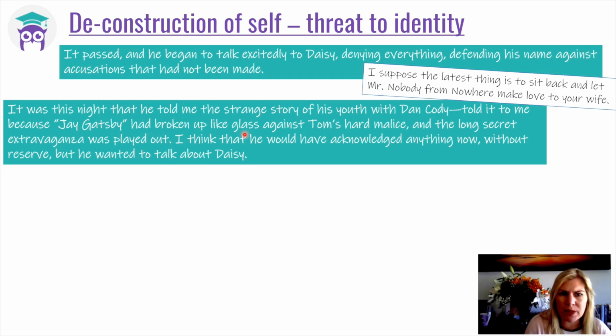Jay Gatsby had broken up like glass, but the whole thing is a metaphor because it's describing Jay Gatsby as a breakable thing, and we've got Tom's hard malice as well. So it's Tom's cruelty, it's Tom's truth, but it's Tom's cruelty that does it. And the notion of Jay Gatsby is obliterated, which means that finally he can be truthful. And that's why we learn the story of James Gatz and how his identity was created, because it has been obliterated.